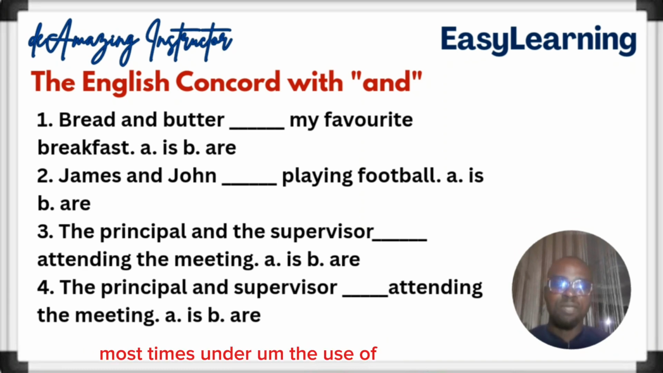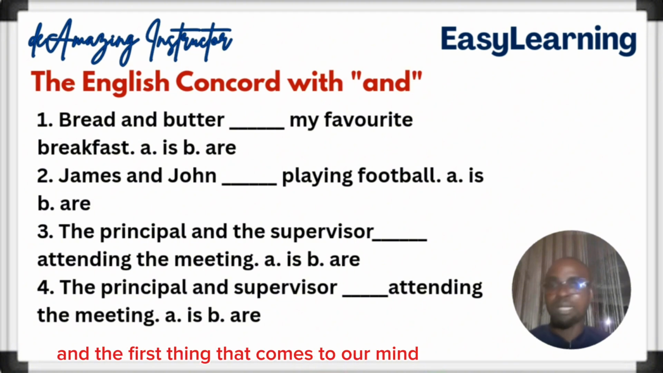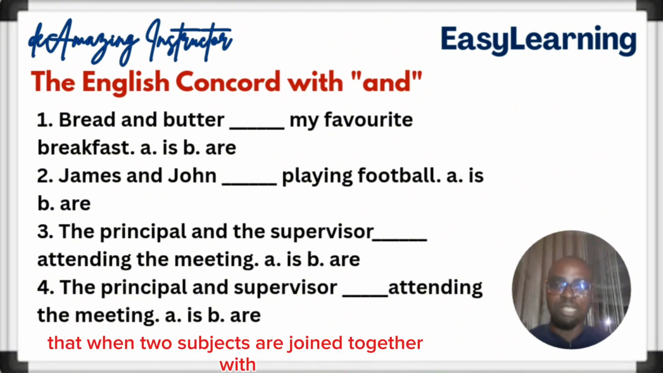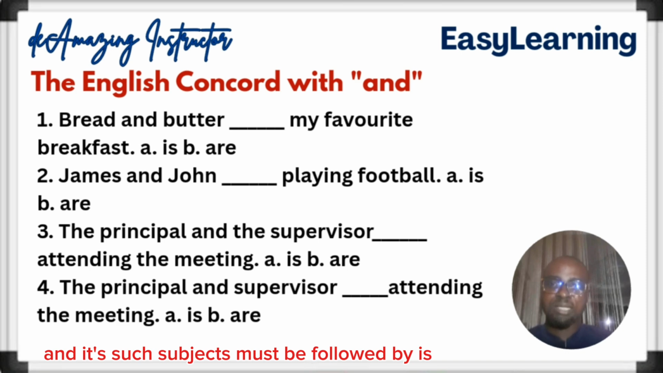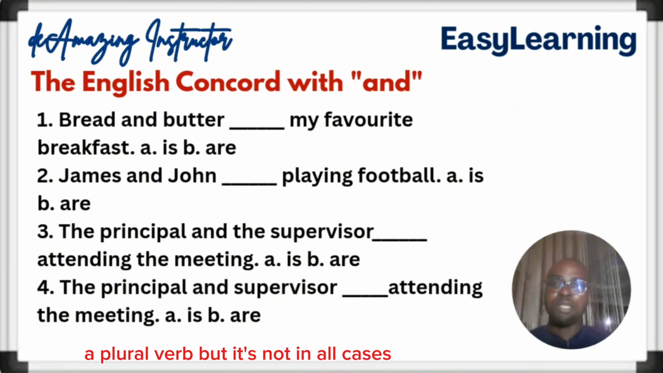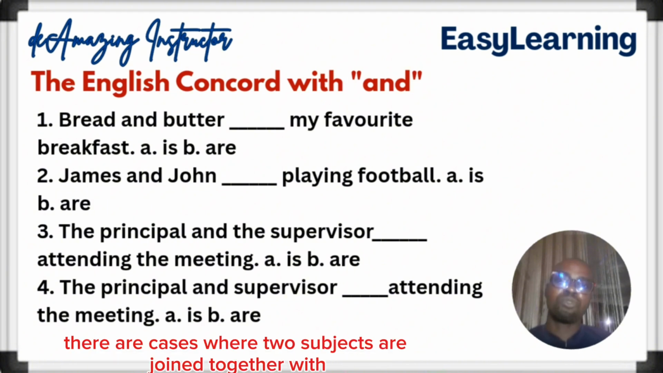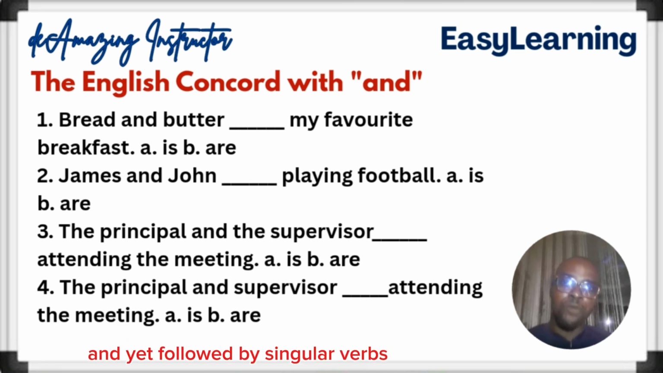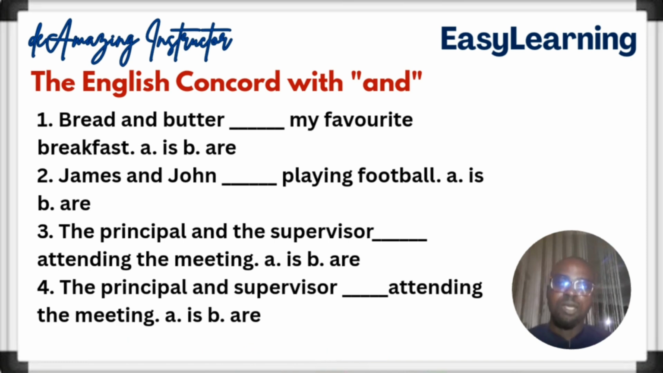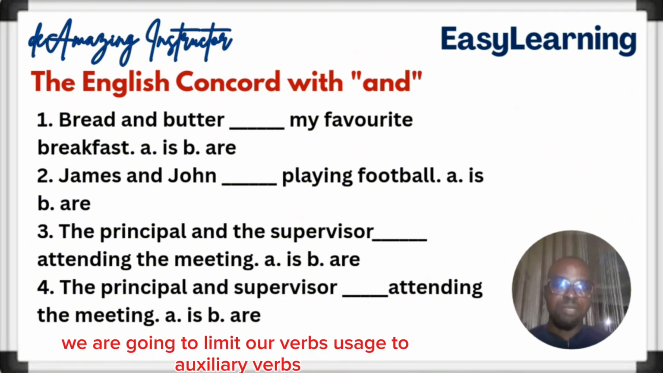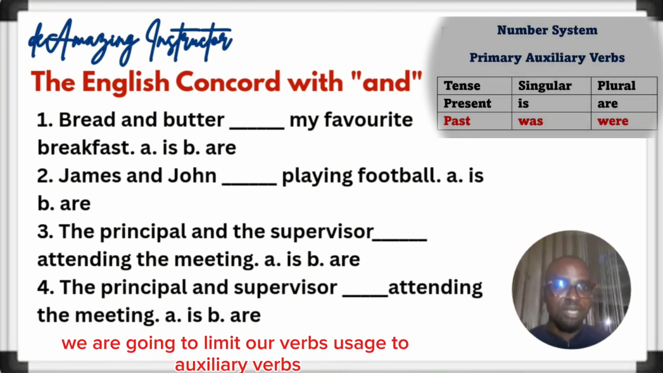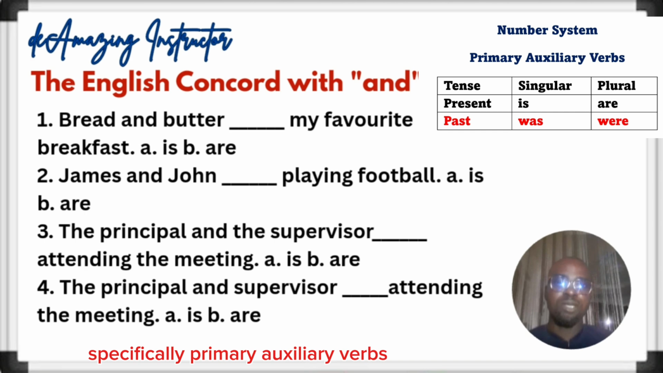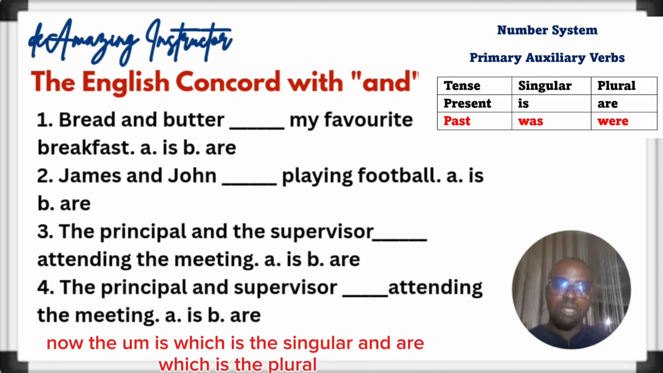And most times, under the use of "and", the first thing that comes to our mind is that when two subjects are joined together with "and", such a subject must be followed by a plural verb, but it's not in all cases. There are cases where two subjects are joined together with "and" yet followed by singular verbs. Now, for the simplicity of this class, we are going to limit our verb usage to auxiliary verbs, specifically primary auxiliary verbs.